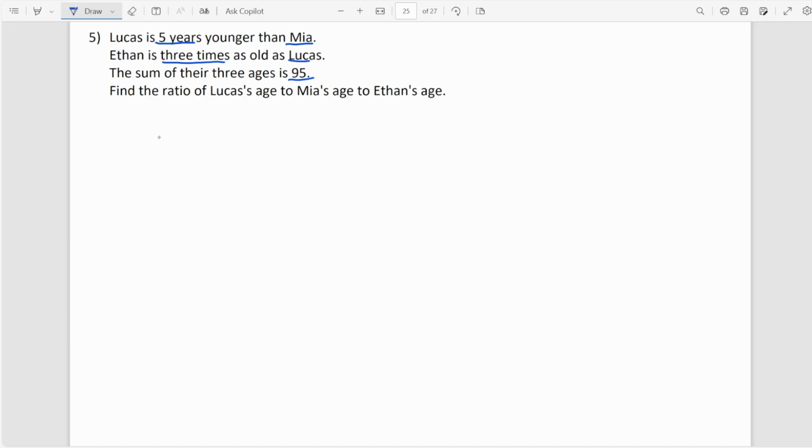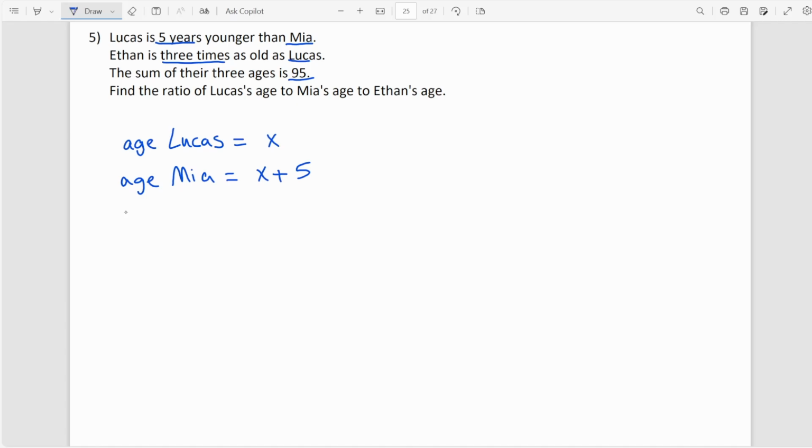So I will start by writing out that the age of Lucas is x, all right? Because it's unknown. And now we can take a look at the first sentence. So we know here that Lucas is 5 years younger than Mia, all right? So the question is, what would be the age of Mia? If x, that is Lucas, is 5 years younger, then Mia would be x plus 5, because Mia is 5 years older than Lucas, all right? So now I figured out Mia.